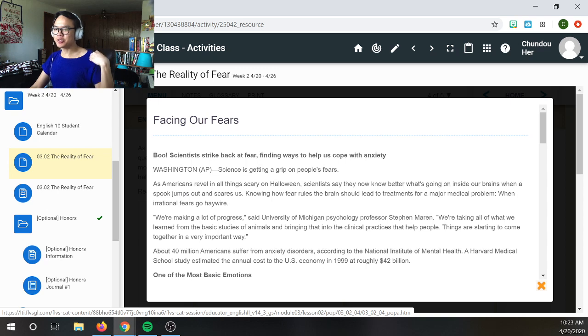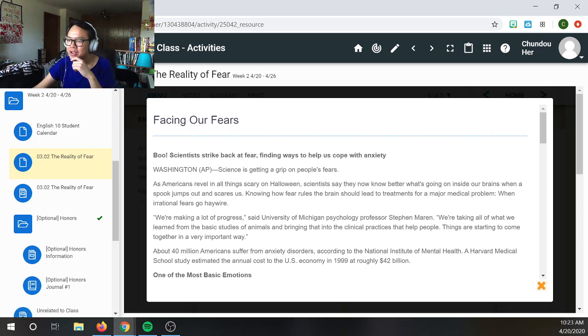Facing our fears. Boo! Scientists strike back at fear, finding ways to help us cope with anxiety. This is from the Washington Associated Press. Science is getting a grip on people's fears.